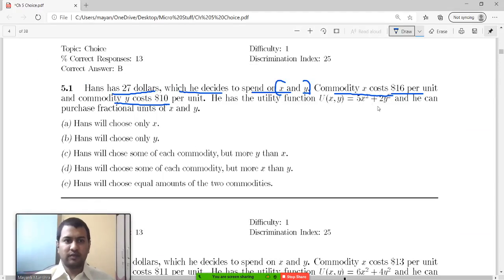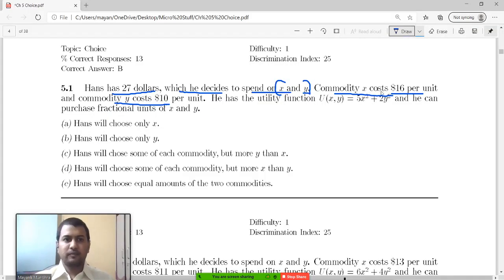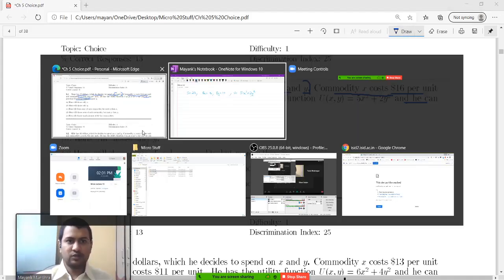Utility function is 5x square plus 2y square, and he can purchase fractional units of x and y. So what will he choose?